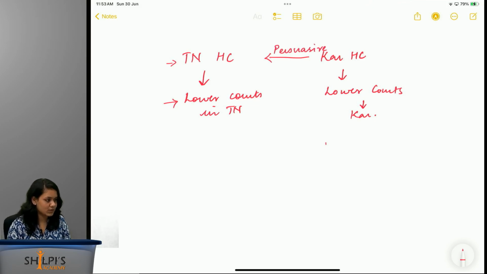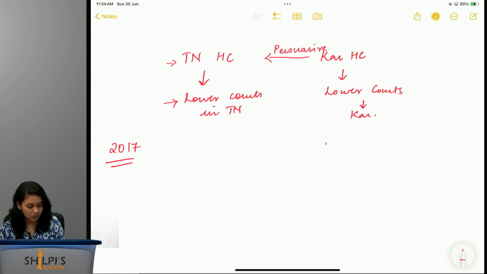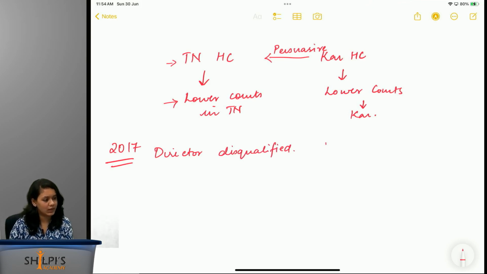Okay, so I'll give you an example for this. Let's say that in 2017, many directors got disqualified. This was because in 2013, when the Companies Act came out, there was a clause over there. It said that if a company does not file its annual returns for 3 consecutive years, then the directors of the respective companies will get disqualified in all the companies that they are directors in.